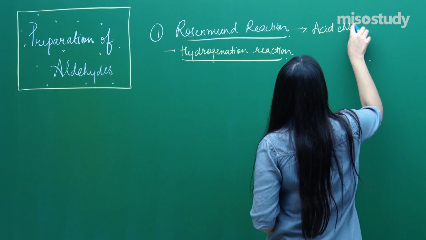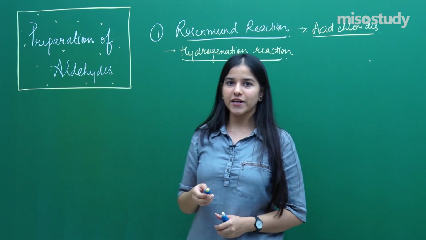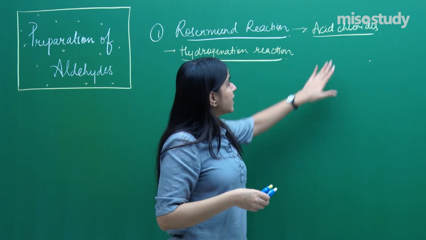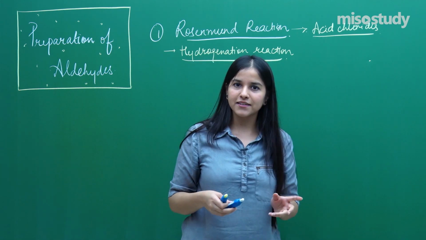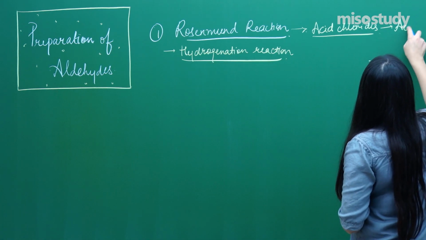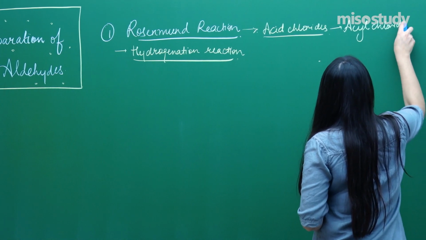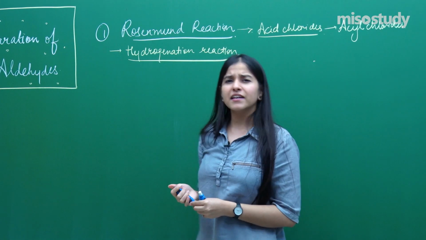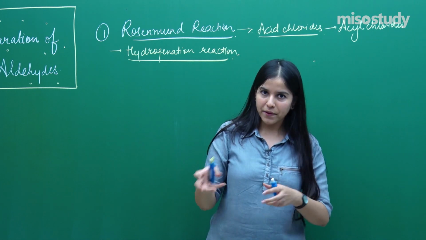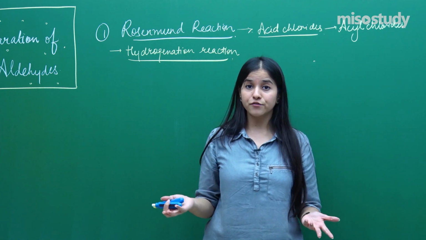The substance taken in this particular Rosenmund reaction is the acid chlorides. What could be the other possible name of acid chlorides? The other name for acid chlorides is none other than acyl chloride, so I call it acyl chloride as well. Clear? These are some of the little things that you need to remember, because any of these names can be picked up and will come in your examination, and then you might get confused.